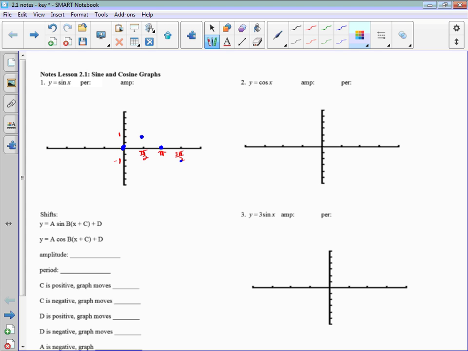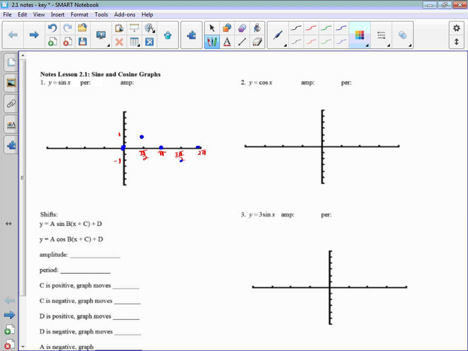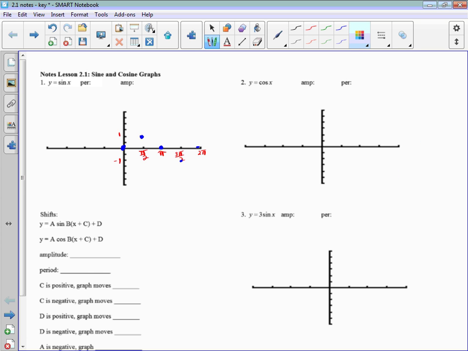What do you think the last tick mark on my graph is going to be? And what is the sine of 2 pi? 0. Okay, so I have 5 dots. We could figure out the left side of our graph, which the labels are going to be the same thing, just negative. So I'd have negative pi over 2, negative pi, negative 3 pi over 2, and negative 2 pi. That's fine.